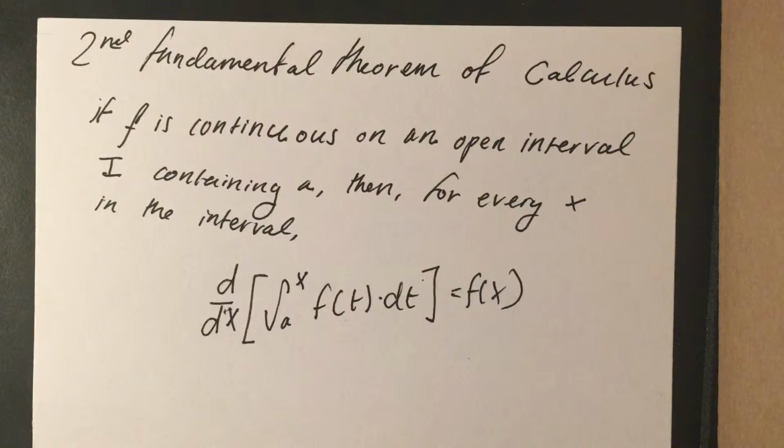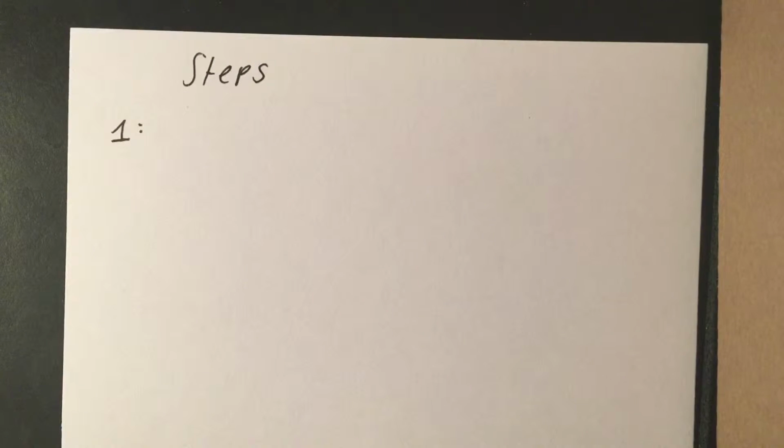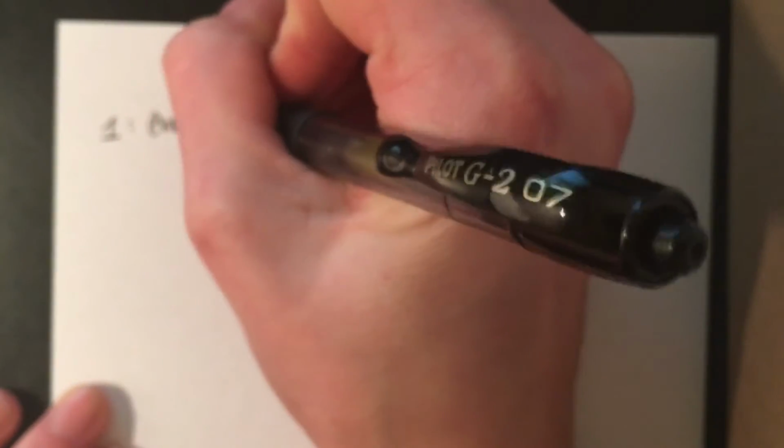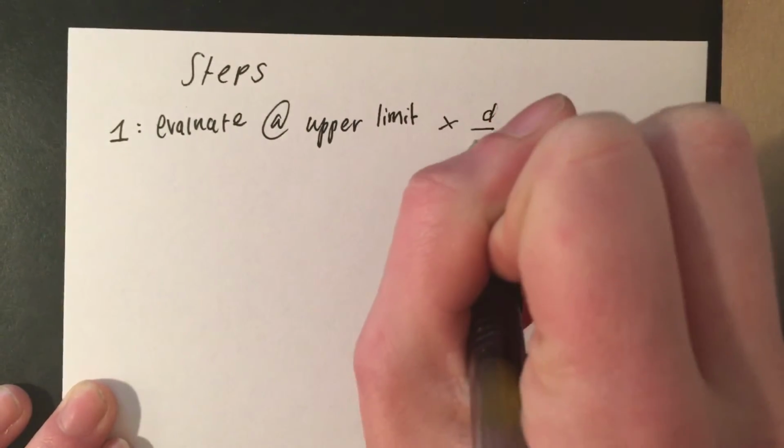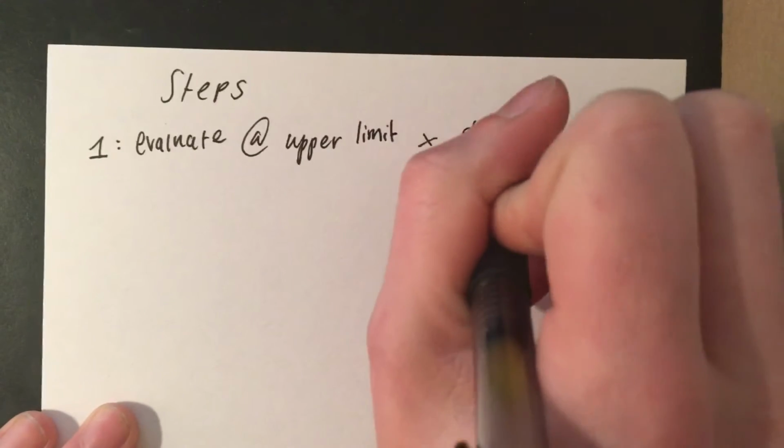every x in the interval, the derivative of the integral from a to x of f of t dt equals just the function. Amazing. There are 3 steps in using the second fundamental theorem of calculus. Step 1, evaluate at the upper limit and then multiply by the derivative of the upper limit.